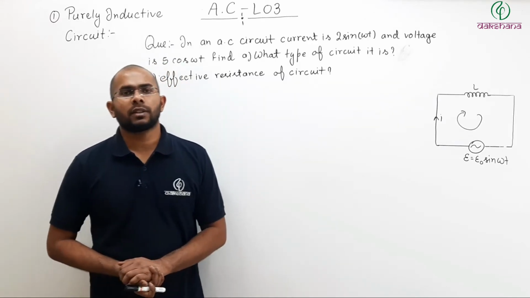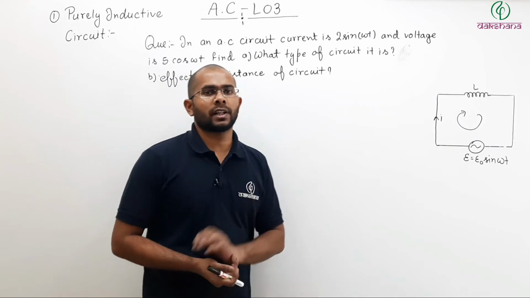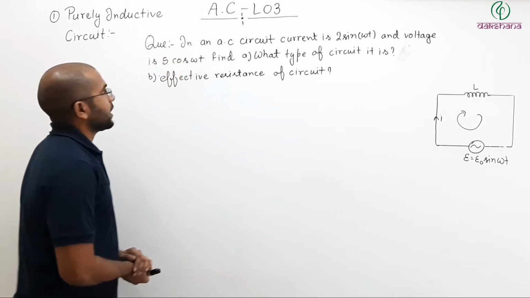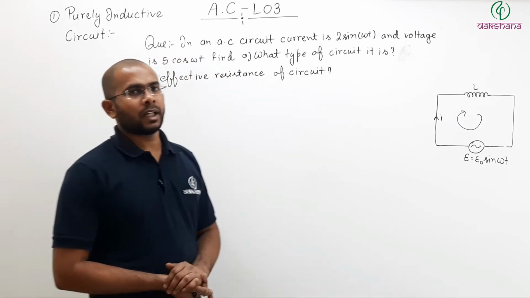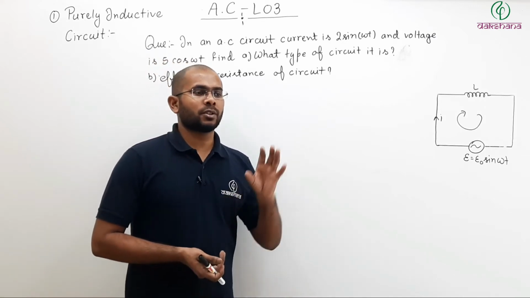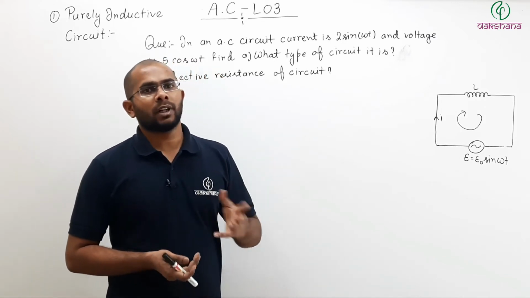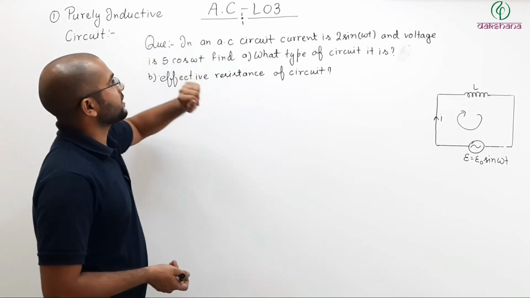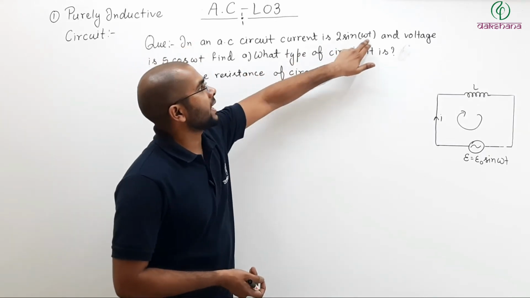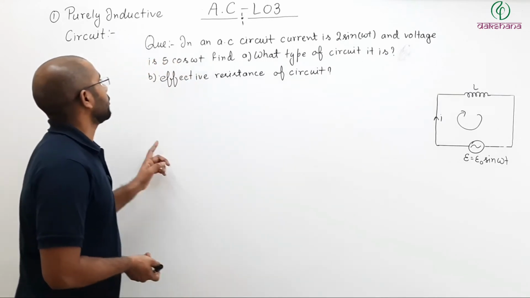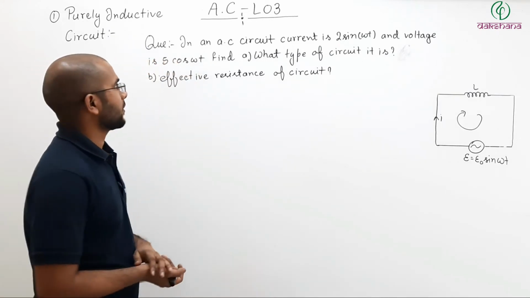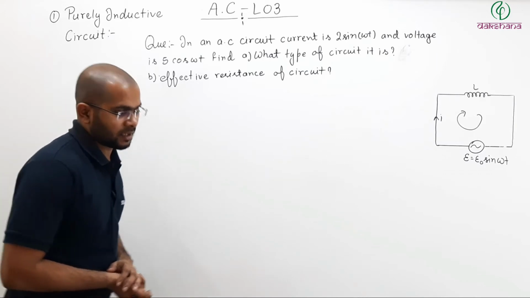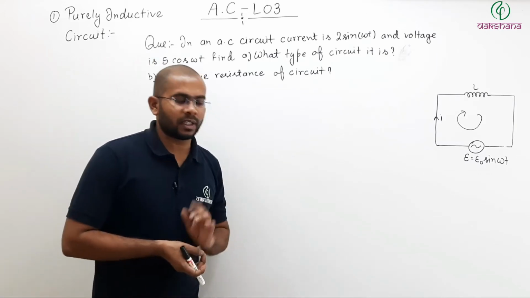Let us try to solve another question based on your purely inductive circuit. So here, as I have told you before, you should be able to recognize, based on EMF and current, what kind of circuit it is. Here it is given that in an AC circuit, current is 2 sine omega t and the voltage is 5 cos omega t. Then what type of circuit is it? I have to find out what type of circuit it is.